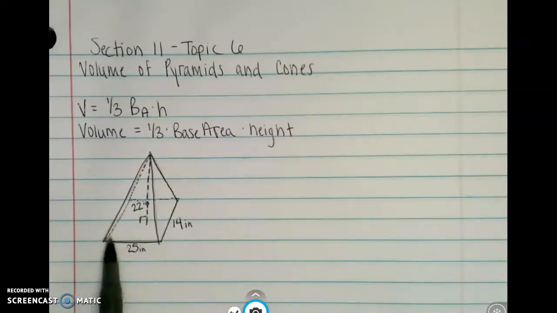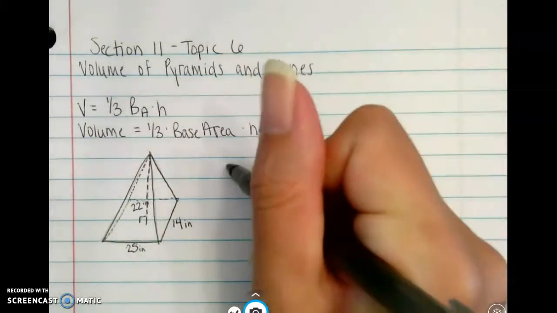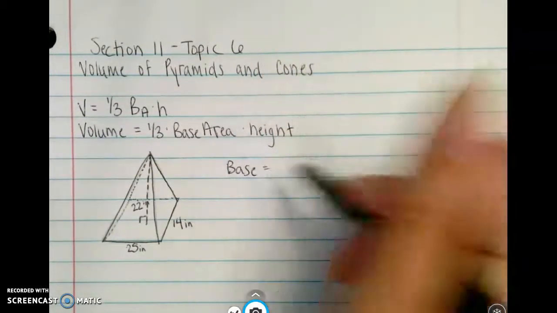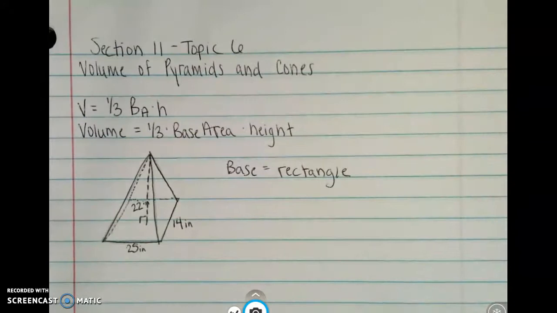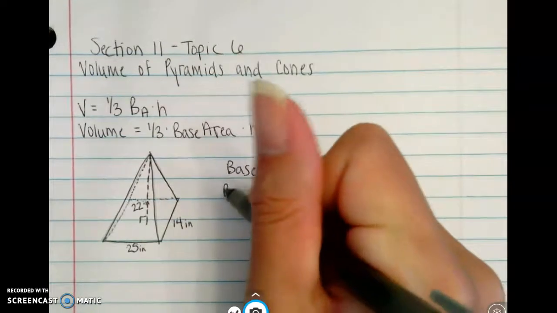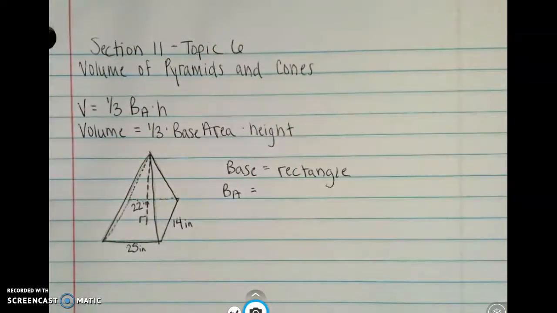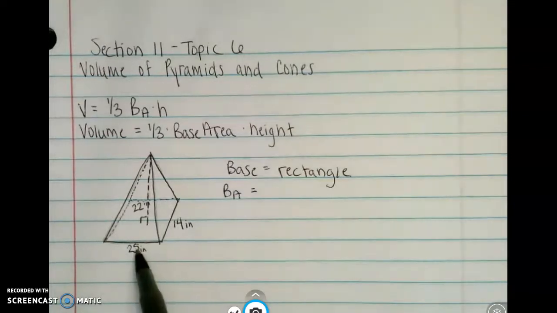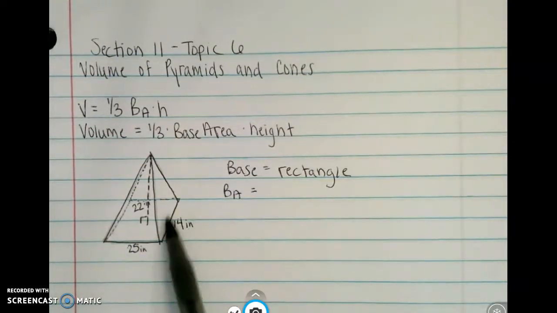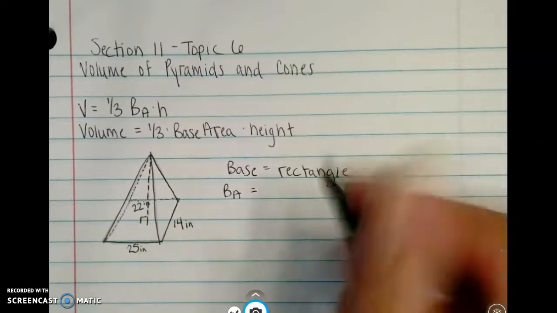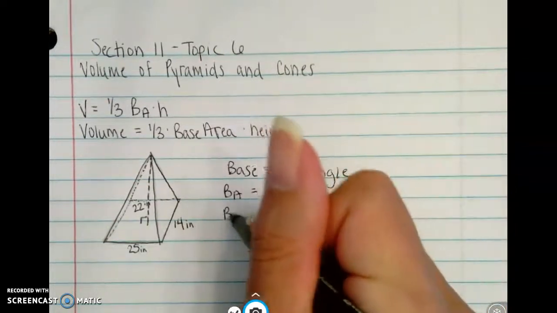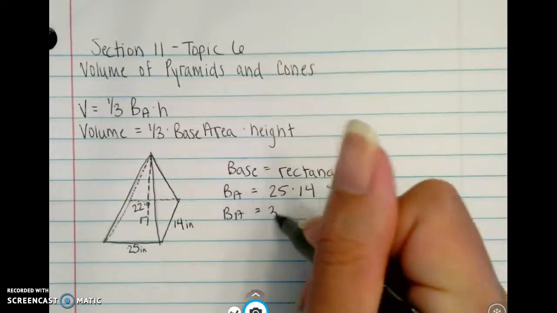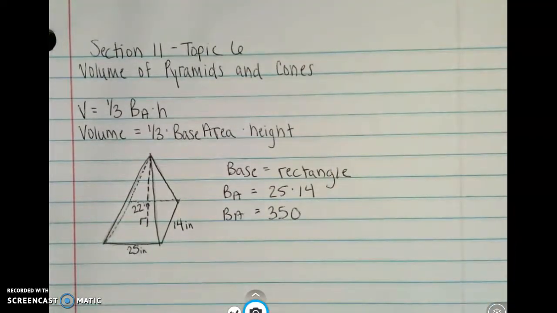So if you look at this first figure that I've drawn, the base shape is a rectangle. So we'll need to calculate the base area of this rectangle. For the area of a rectangle, it's just base times height or length times width, whatever you'd prefer. So we're just looking at 25 times 14. So the base area ends up being 350 inches squared.